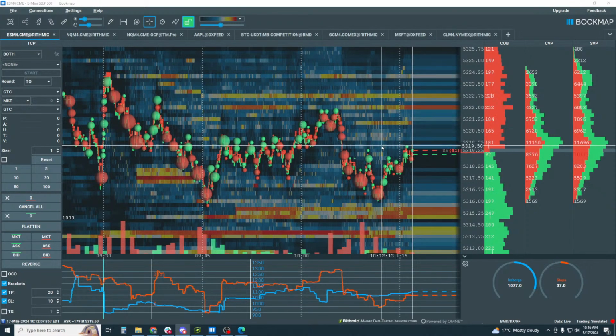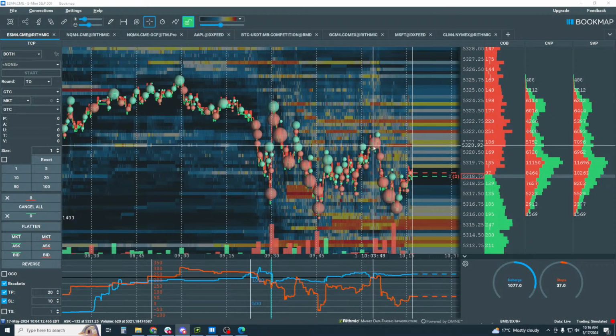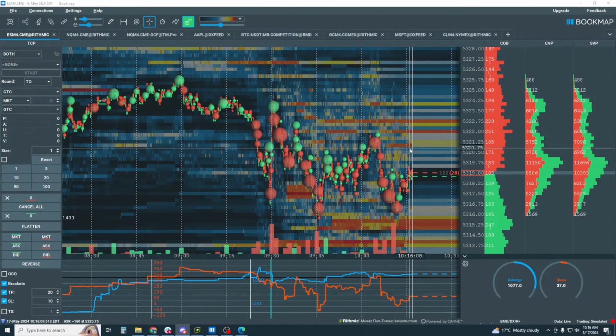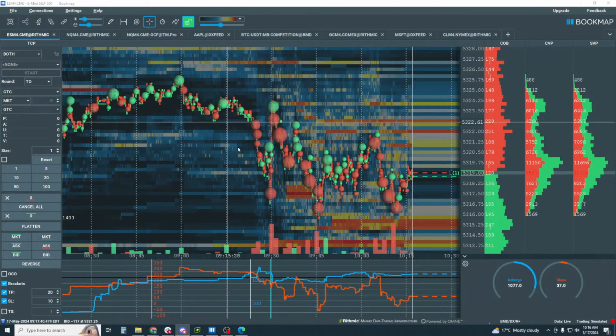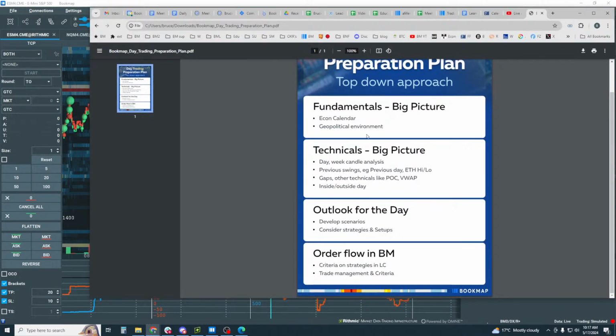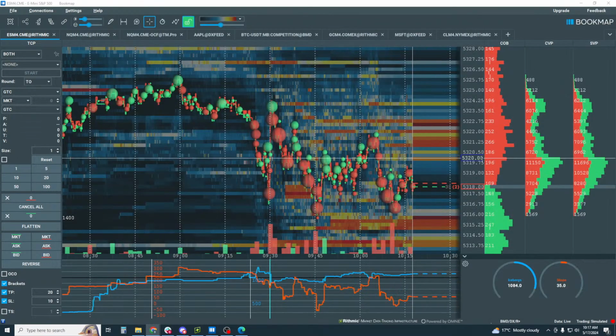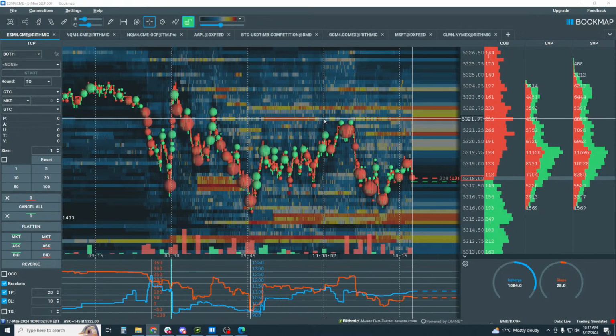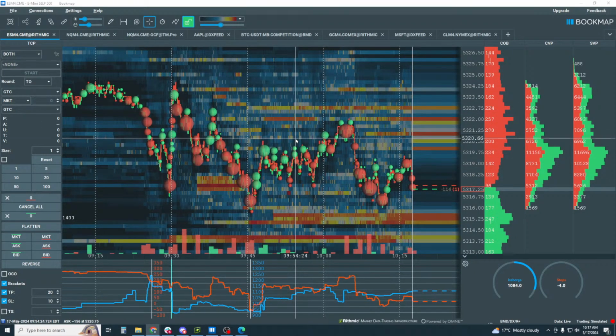All right, so let's look for some more opportunities in here and see what's going on. We have our bigger picture, and we're still drilling down here. We've gone through the first two. Now outlook for the day, developing scenarios, and then considering strategies and setups, and then looking at the order flow and the criteria within our strategies and setups from the Learning Center. And then if we get involved in a trade, then our trade management and criteria. Okay, so the developing scenarios, well, we already went through one.